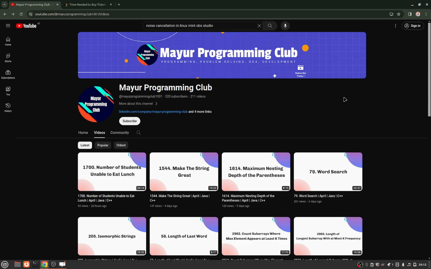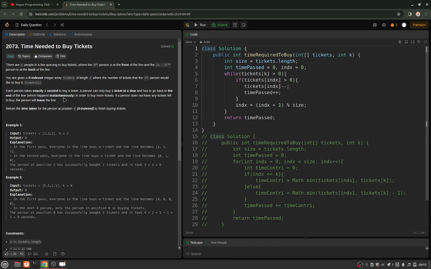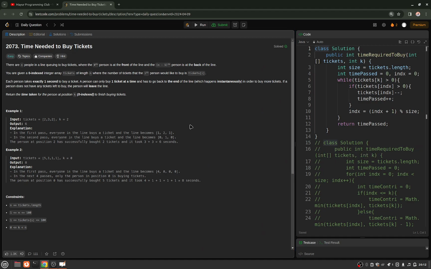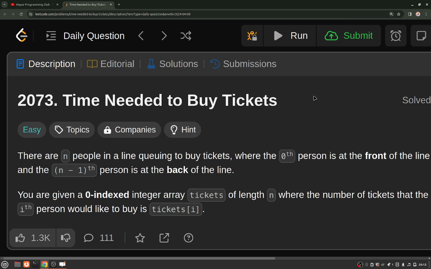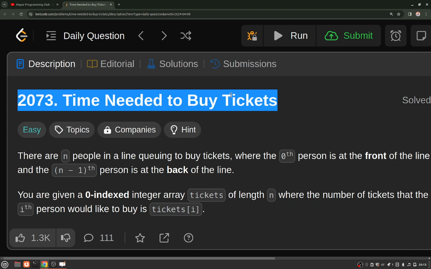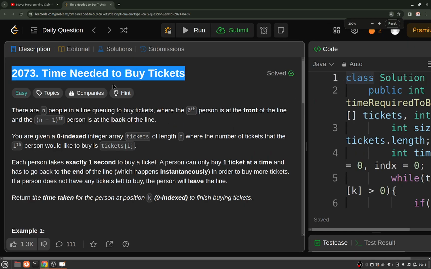Today we will be solving another daily Leetcode problem, and the problem's name is time needed to buy tickets. Okay, so the problem statement goes like this: there are n people standing in a line to buy tickets. The very first person is the 0th person, so people are numbered from 0 to the n minus 1th person.